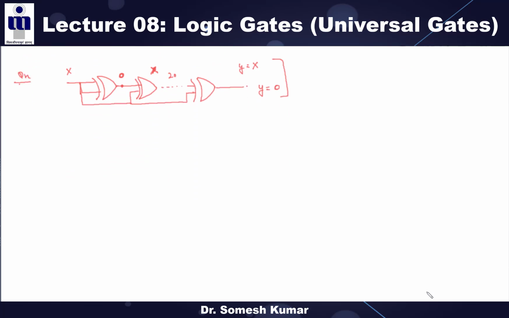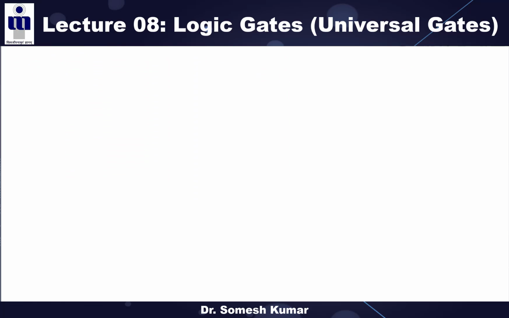So now we will discuss the next gate, that is your XNOR. First, the symbol of XNOR. XNOR means XOR plus NOT, right? So this is A, this is B, this is Y equal to A XNOR B. This is your XNOR gate, right?